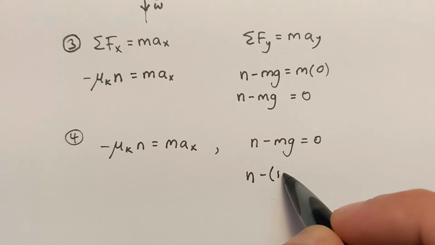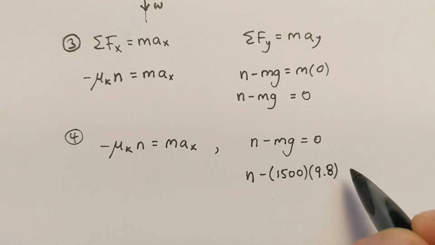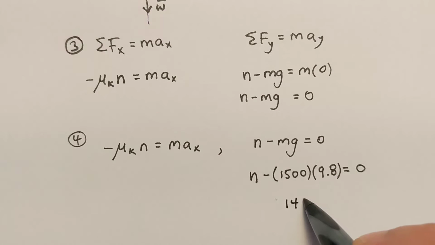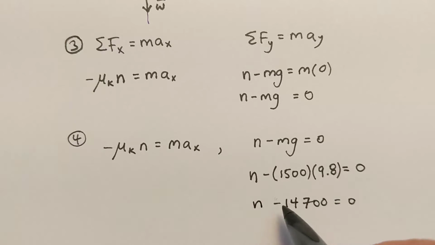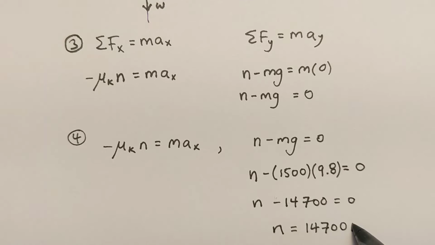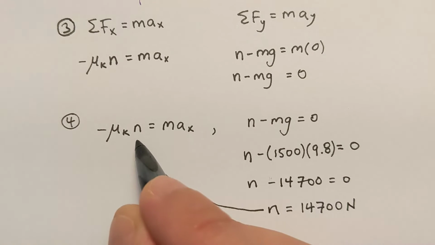The mass of the car is 1,500 kilograms. Little g is positive 9.8. 1,500 times 9.8 is 14,700. And add 14,700 to both sides to get that the normal force is 14,700 newtons.